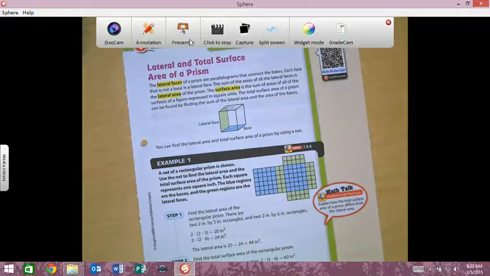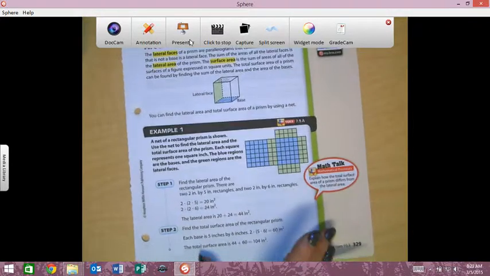Your surface area is the sum of all of the areas of the surfaces, and we do it in square units because remember, area is squared. So the total surface area of a prism can be found by finding the sum of the lateral area and the areas of the bases. So we are going to do it by using nets.